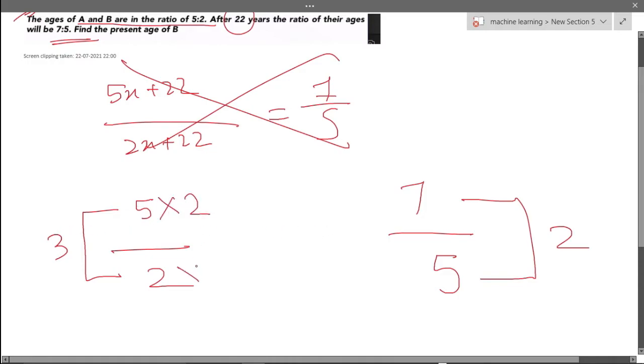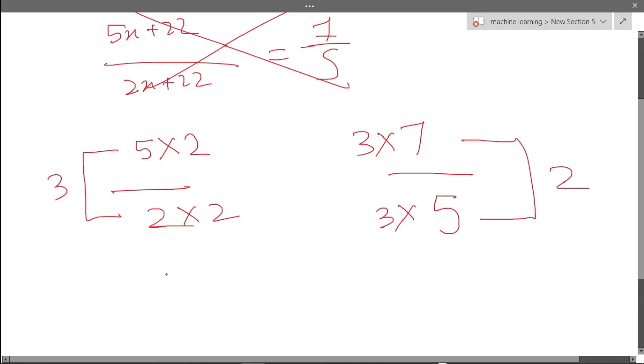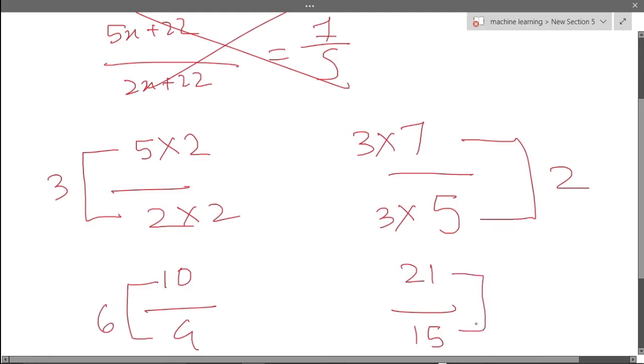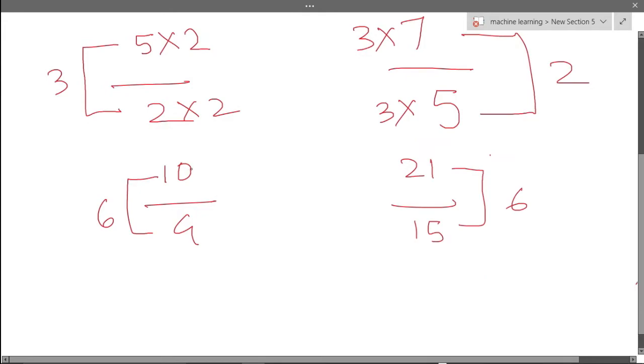Here multiply with 2 and here multiply with 3. So now the numbers become 10, 4, and here 21, and 5 into 3, 15. And now the gap is 6, here the gap is also 6. So now the gap is equal. Now age of A is 10. After some years, age of A is 21. 21 minus 10 is equal to 11.